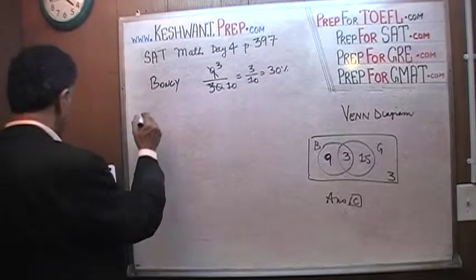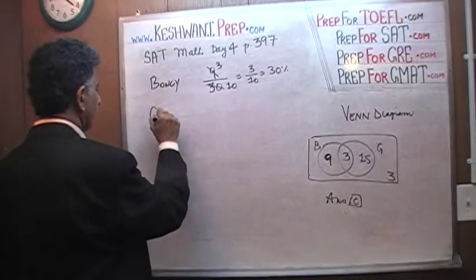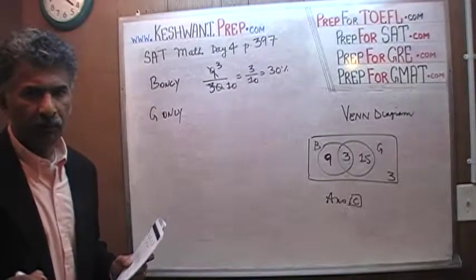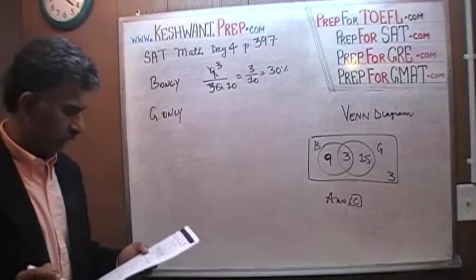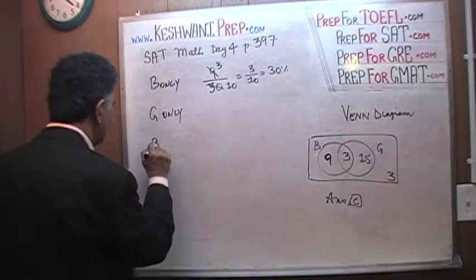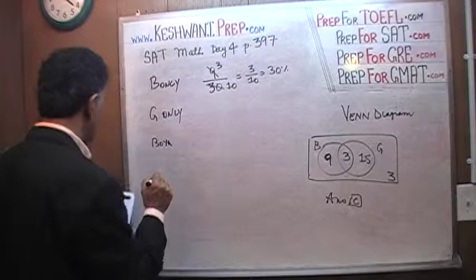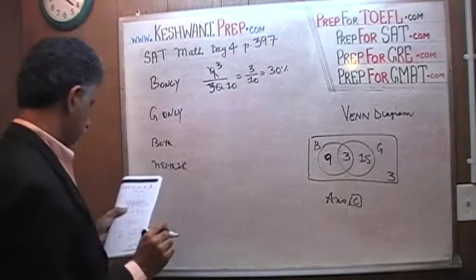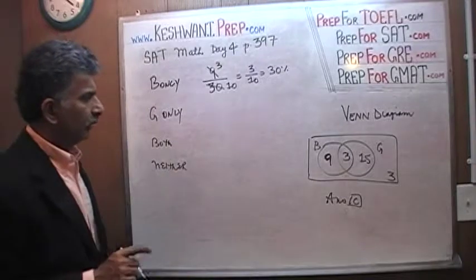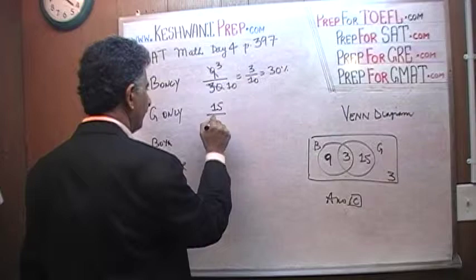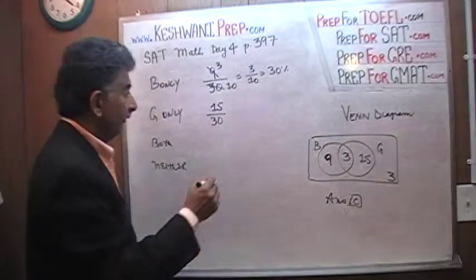Can you tell me how many study grasshopper only? I'm going to write down the questions. You pause the video and you answer these questions, and then we resume it after we have the answer. So I'm looking for grasshopper only, I'm looking for both, and I'm looking for neither. Grasshopper only. Very good. There are 15 people who study grasshopper only out of 30. 15 out of 30 is half, is 50%.